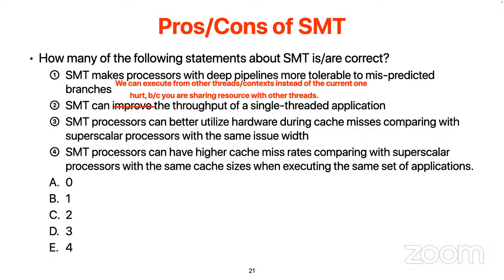How about the third one? Can we better utilize hardware during cache misses? Do you compare against a superscalar processor with the same issue width? You nod your head. Why? I say yes, because now that downtime where we're waiting for the cache hit and return, we can run a different thread.